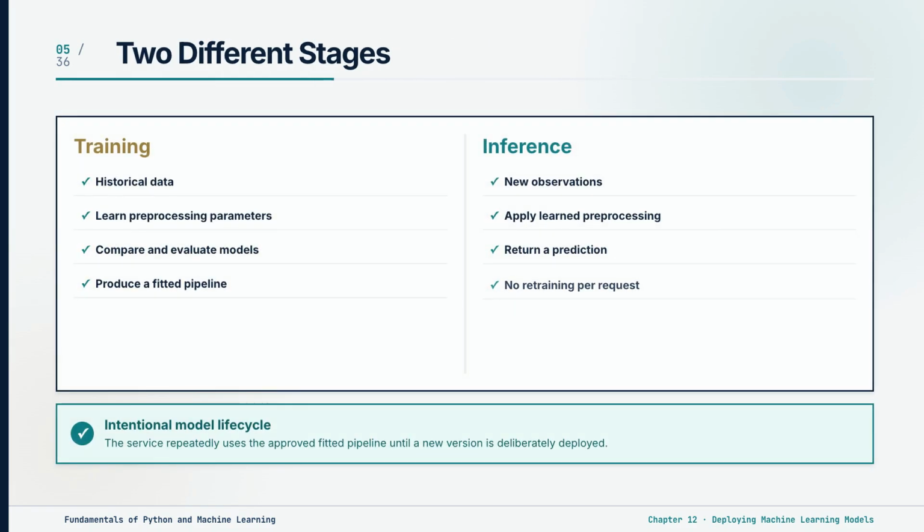Training and inference are different stages. Training uses historical data to learn the model's behavior. It may include cleaning, scaling, feature selection, cross-validation, tuning, and evaluation. Inference occurs after training. During inference, the saved model receives a new observation and applies the previously learned transformation and prediction logic. The model should not be retrained for every request. The serving application loads the approved model and uses it repeatedly until a new version is intentionally deployed.